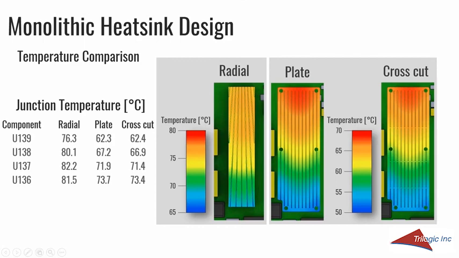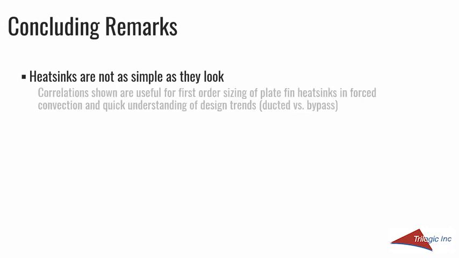And also, if we compare the junction temperatures between the plate and crosscut, we'll see there really is no significant difference. So, some concluding remarks. Heat sinks are not as simple as they look. Many times, and most of the things I've looked at are kind of simple extrusions, which seem simple. Convection, conduction, radiation certainly aren't complicated topics really, but they aren't as simple as some correlations and a surface area.